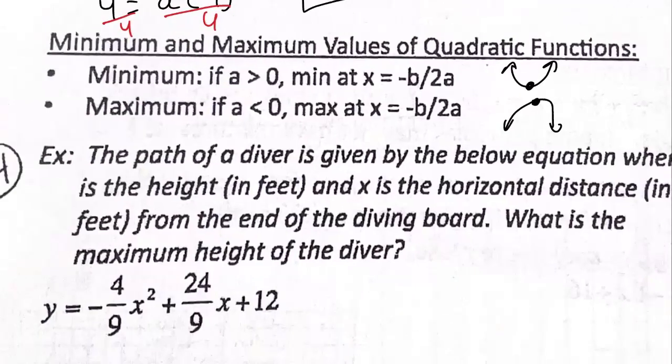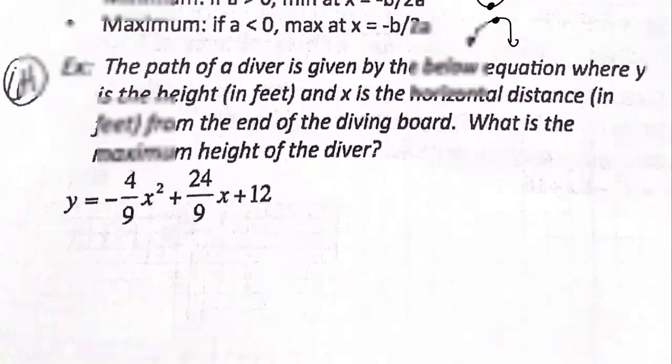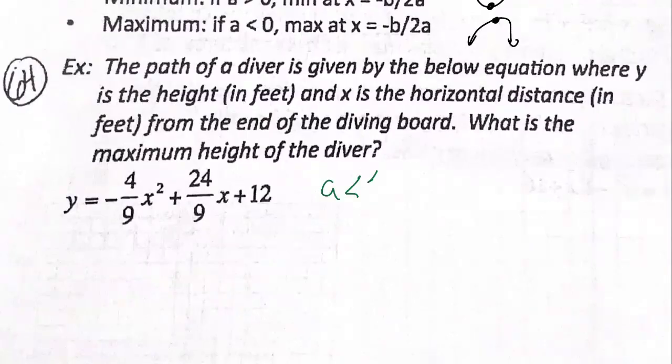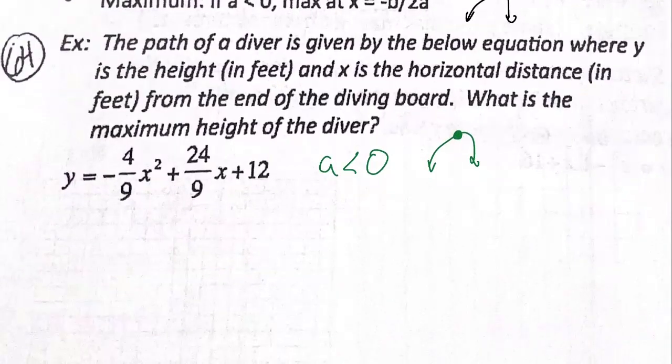All right. The path of a diver is given by the below equation, where y is the height in feet and x is the horizontal distance in feet from the end of the diving board. What is the maximum height of the diver? Now, because A is less than 0, you will have a maximum. So that means I have to find the vertex of this equation, and that will give me the maximum height. Any questions so far?